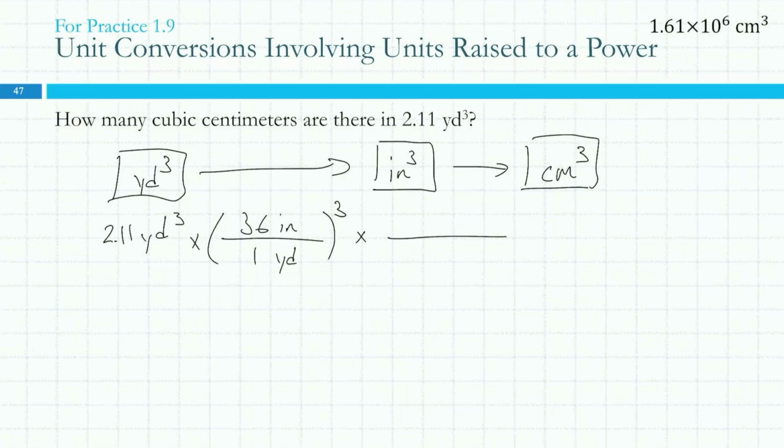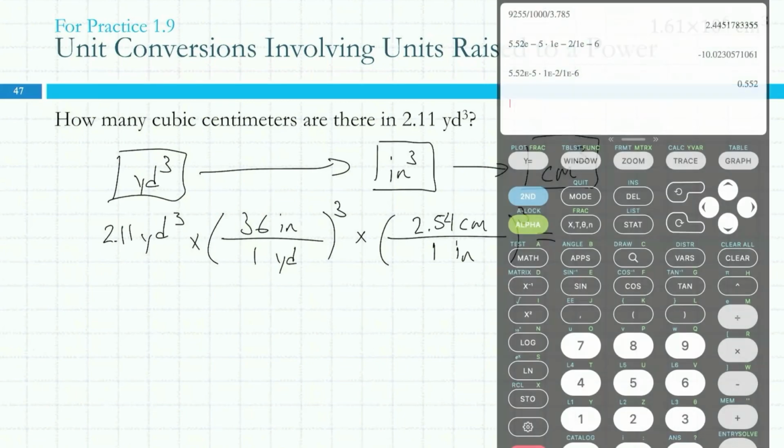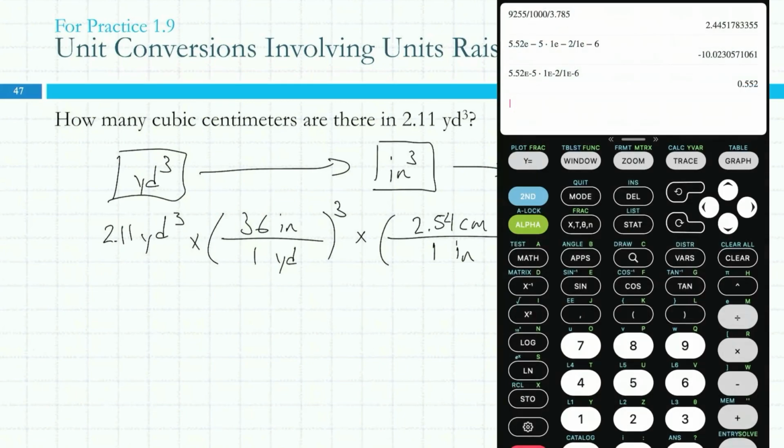So then how do I get from inches cubed to centimeters cubed? Both of those are correct. Inches on the bottom, and then 1 inch, and then 2.54 centimeters on top. And then we need to cube it. Assuming that we do, in fact, include all of the things that we're supposed to include.